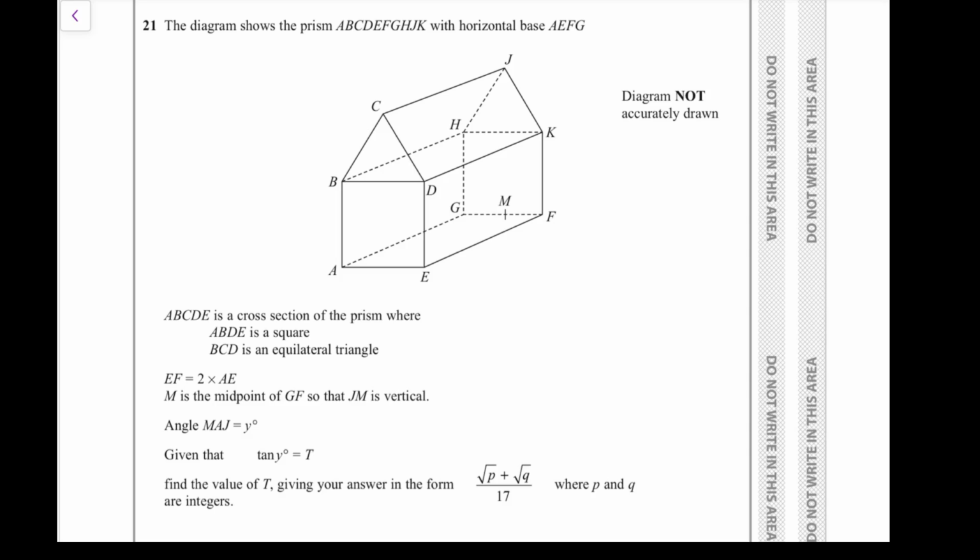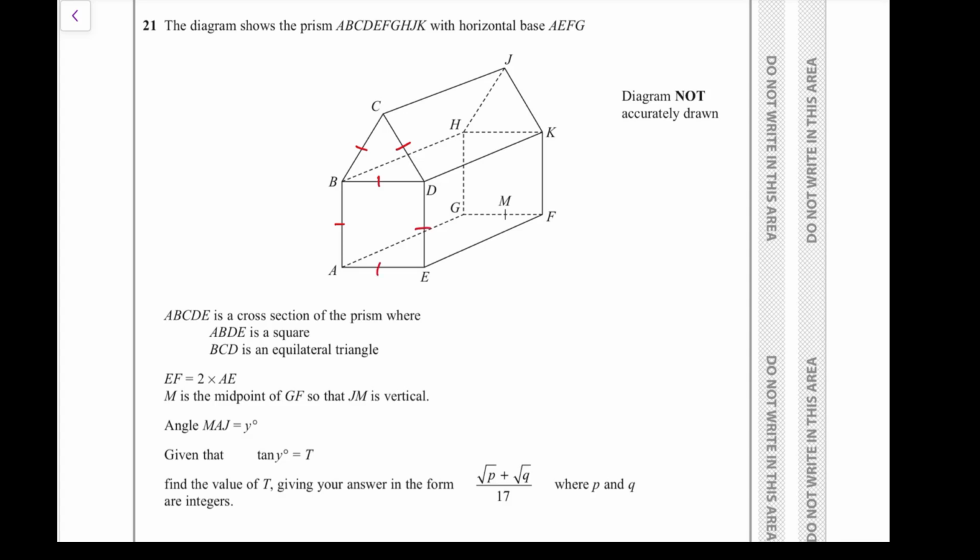ABCD is a cross section of a prism where ABDE is a square. So in other words, this face here is going to be a square, and that's obviously relevant because that allows me to work out some sides once I know one side. And then BCDE is an equilateral triangle, so I know that's equilateral. So in other words, it must be the case that all these sides here are exactly the same length.